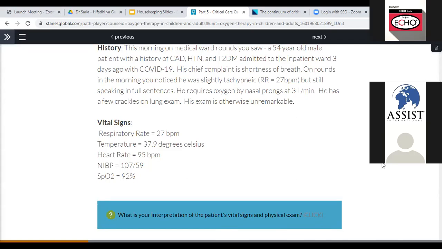Anybody to respond? How is the respiratory rate? Is it normal? How is the temperature? Is this normal? Is the heart rate normal? Is the blood pressure normal? Is the saturation normal? That's what I want to see on the chat box. What do those vital signs mean to you? Are they normal, within normal range? Are they deranged? If they're deranged, tell us which one is deranged. Karibuni.